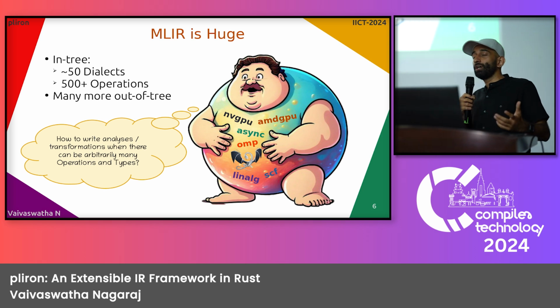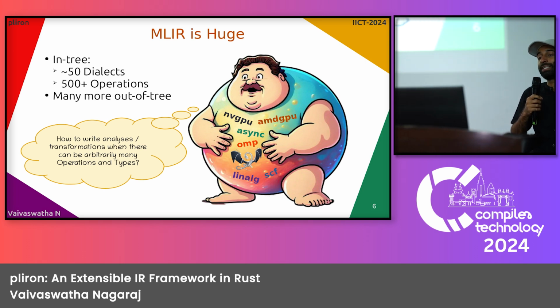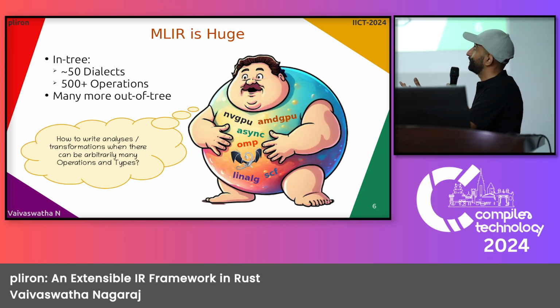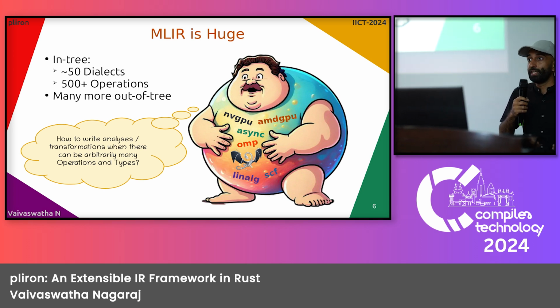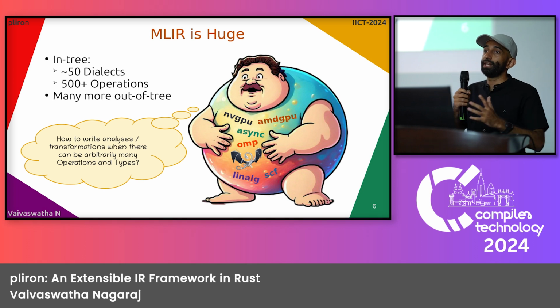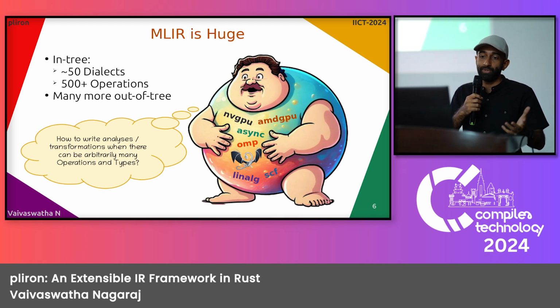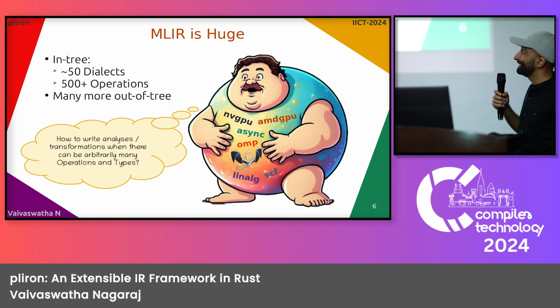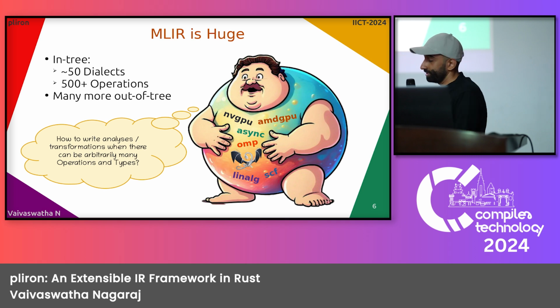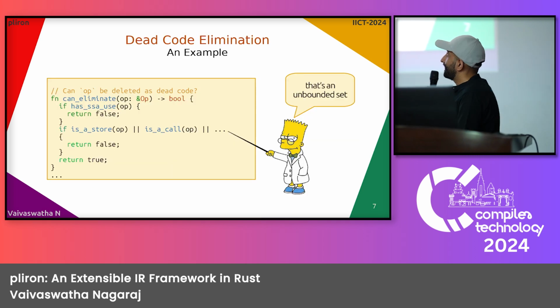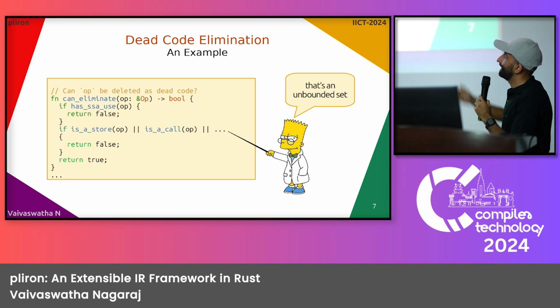Now, a consequence of this extensibility property is that MLIR is quite big. Just the repository has about 50 dialects and more than 500 operations. And this does not even include what can be defined out of the tree when MLIR is used just as a library. Now, the question is, in such a scenario, how would you write a traditional compiler analysis or a compiler optimization? Just to drive the point that I'm trying to make, let's look at an example.